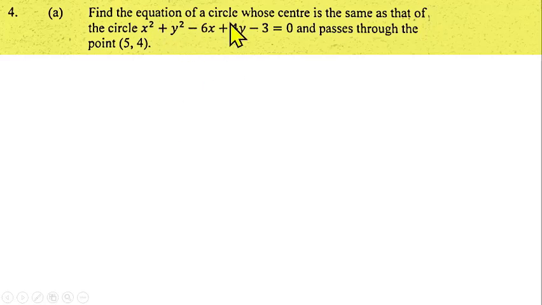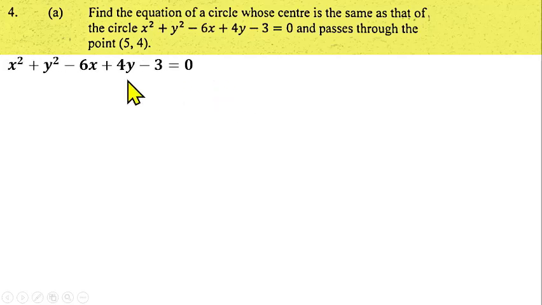Question number 4 is from the equation of circle. We are told to find the equation of the circle whose center is the same as that of the circle x squared plus y squared minus 6x plus 4y minus 3 is equal to 0, and passes through the point (5, 4). So we have to find the equation of the circle that passes through this point and has the same center as this circle. The first thing to do is to find the center of this circle, so that we know the center of the circle of the equation we are looking for.